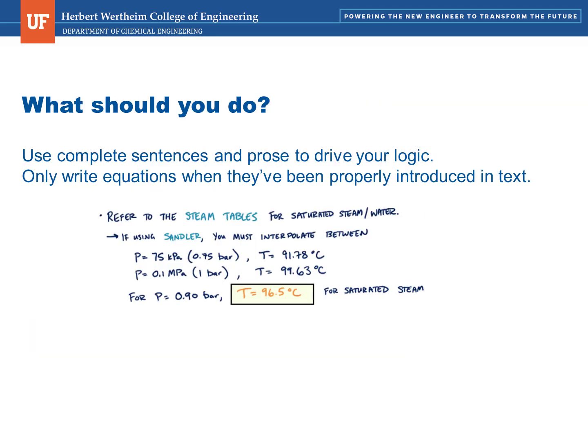Next, I'll talk about what specifically I'd like you to do. Once again, use complete sentences and prose to drive your logic, only writing equations when they've been properly introduced by text. So in this solution, I'm saying refer to the steam tables for saturated steam and water, and that makes it clear that the values that I'm pulling come from that saturated steam and water table. I'm not just starting by writing something with no context.